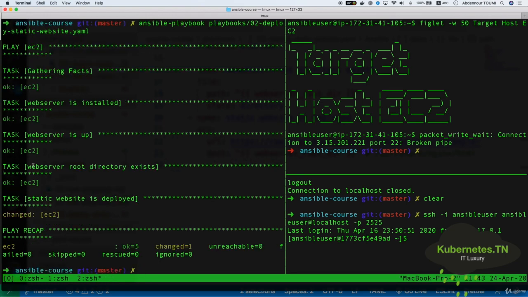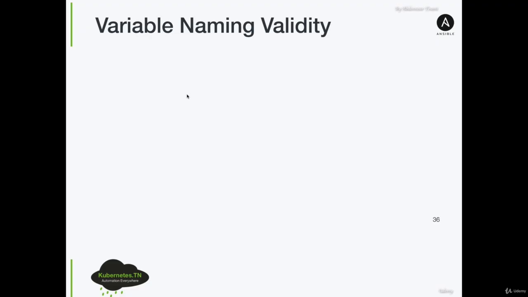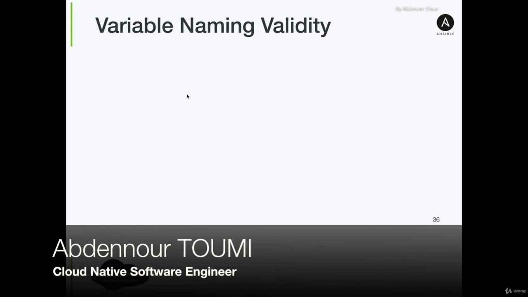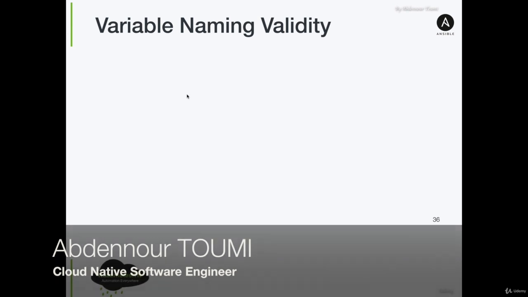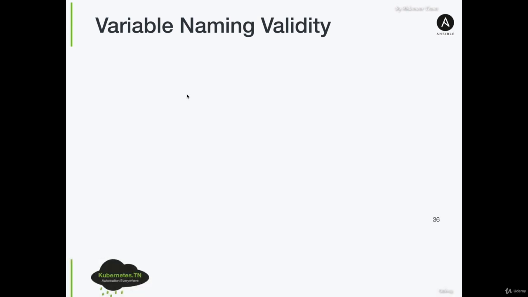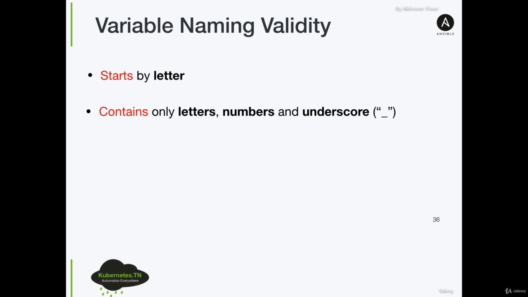Cool, nothing changed because we just refactored our code to use variables instead of hard-coding values. With Ansible, not all names can be a variable name. Ansible requires two things for the variable name. Firstly, the variable name must start with a letter. Lastly, the variable name must include only letters, numbers, and underscores.